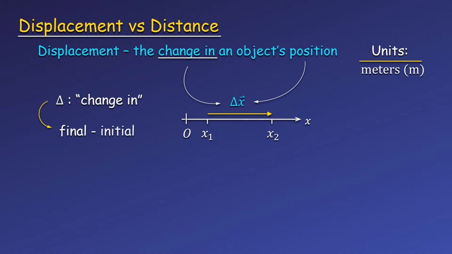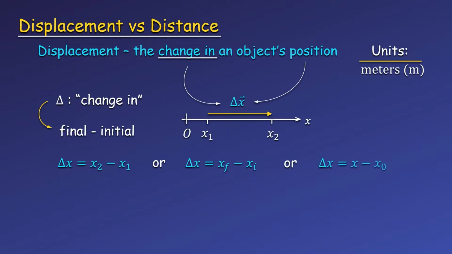Anytime we see this delta, mathematically we should think final minus initial. In this case, final is the ending position, or position x2, and initial is the starting position, or x1. The order matters because displacement is a vector, and changing the order will lead to the displacement pointing in the opposite direction. We could also write this as xf minus xi, where f and i stand for final and initial.